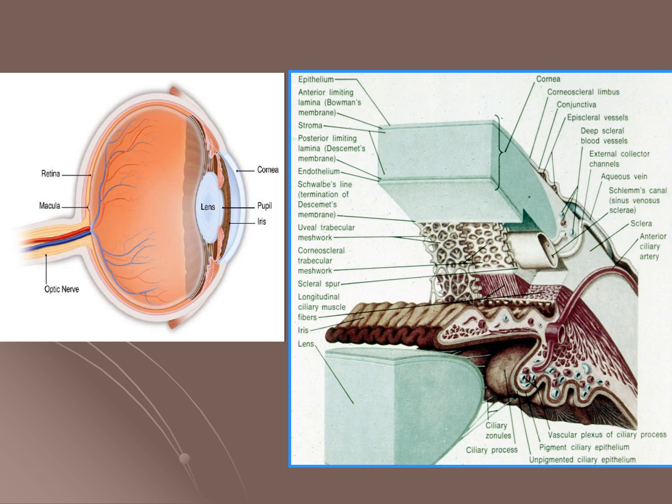This ciliary body is all around, 360 degrees around the lens, and the lens is attached to the ciliary body by the zonules. The aqueous is produced by the ciliary body into the posterior chamber. Then aqueous passes through the pupil into the anterior chamber, and then passes through the trabecular meshwork into the canal of Schlemm, and by the collector channels into the episcleral vessels and the conjunctival vessels.